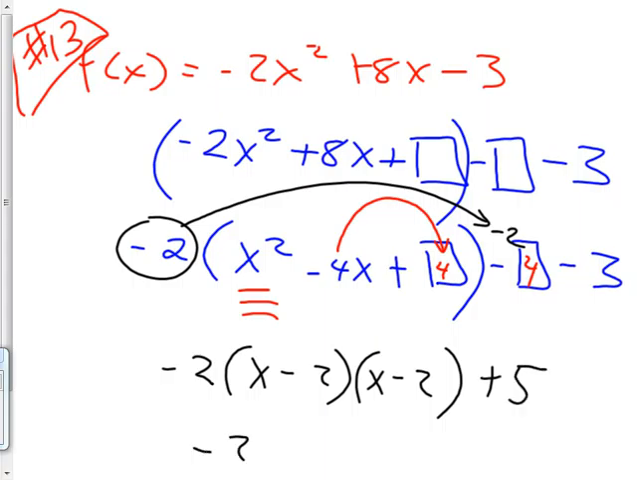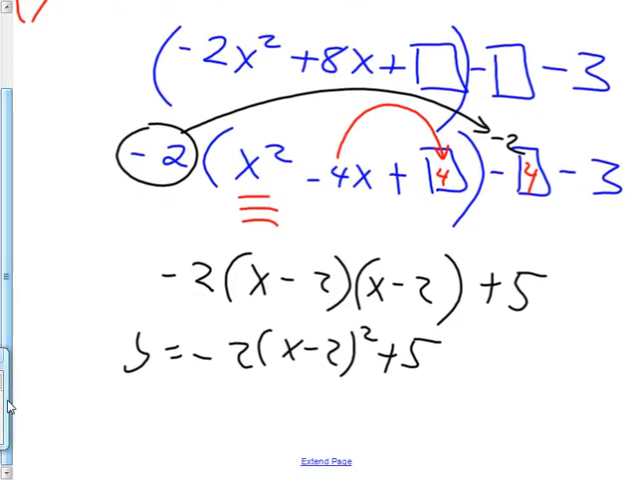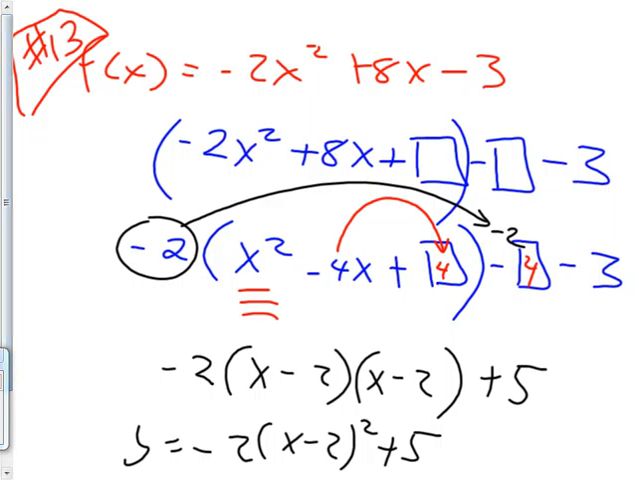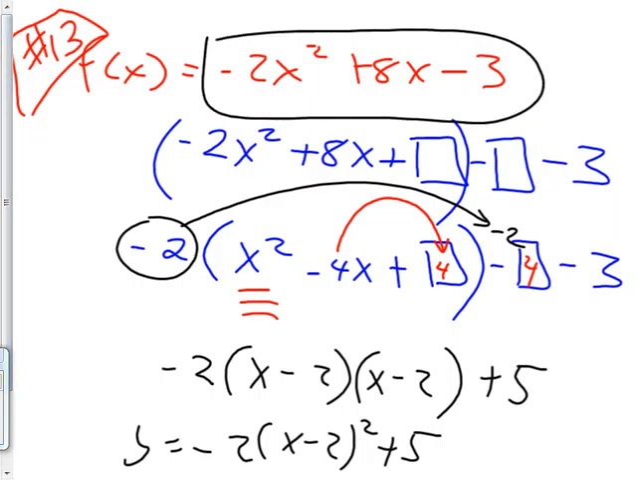Almost done. Now why is that good? Because I can see the vertex staring back at me. Now, what's the vertex? 2, 5. So I now know the vertex, even though there was no way to know 2, 5 was going to be it by looking at the original. But once I'm done with this little process, I can see the vertex is 2, 5. All right. That was problem 13 off your packet.